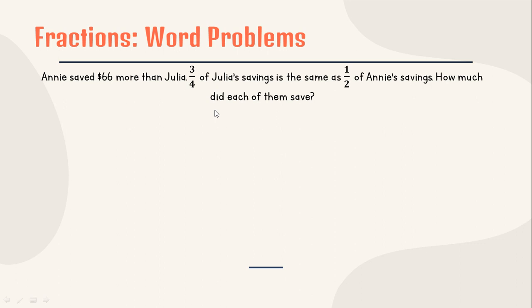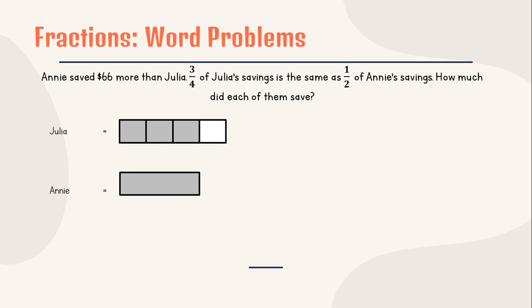Nah, this one needs a model. So Julia, we know that Julia has how many boxes? 4 because of this. And how many boxes does Julia's saving, which is the same as half of Annie's, have? 3. So 1, 2, 3. Get it? So 3/4 of Julia is the same as half of Annie. Understand? 3/4 ini sama dengan setengah ini.